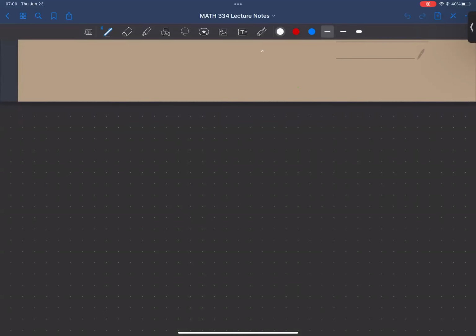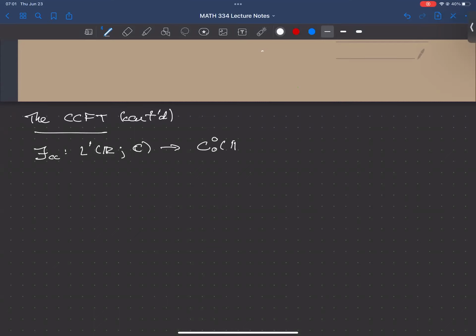So, okay, we've been talking about the CCFT, the continuous Fourier transform. Last time we ascertained that you should think of this as a transform from L1 of the real line into the space C00 of the real line, of functions that are continuous and decay to 0 at infinity. Okay. All right. So last time we discussed basic properties of this transform.